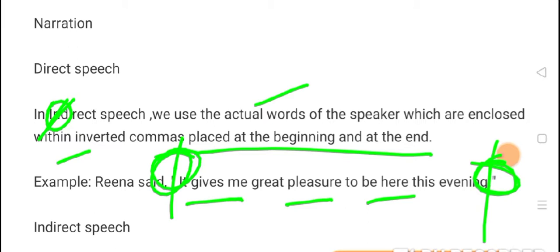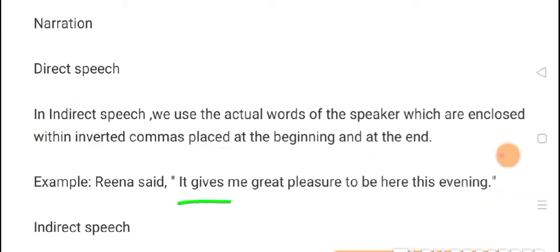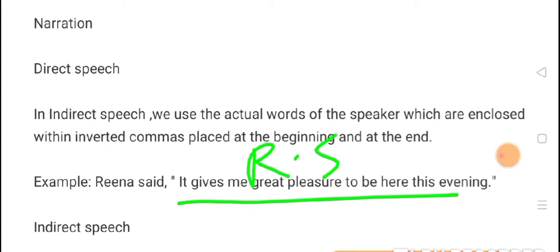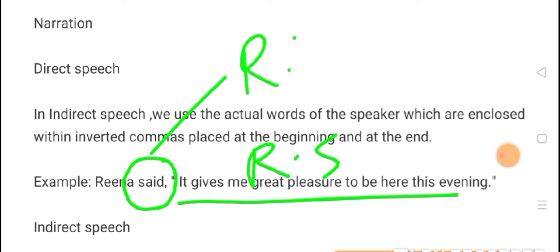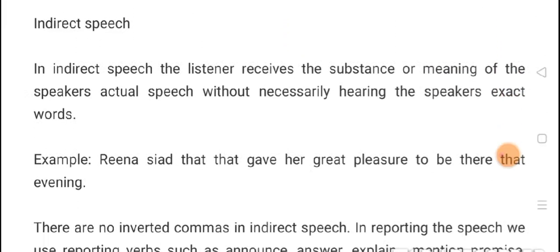Understood? So in the case of direct speech, there must be the actual words of the speaker, and that is called reported speech, RS, from here to here. And here you can see this is called the reporting verb. Understood? Okay, next we see indirect speech.